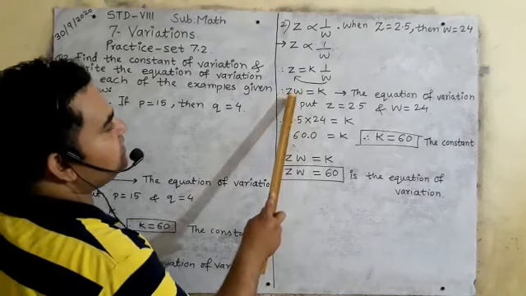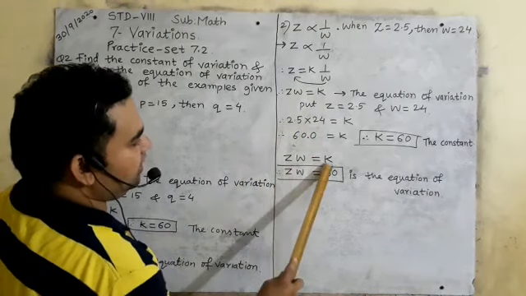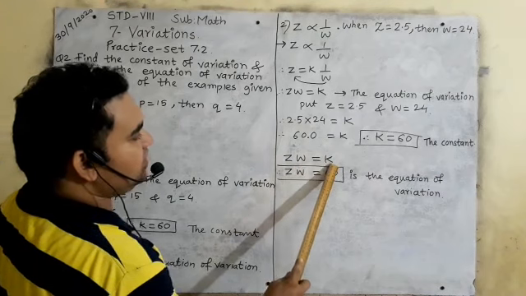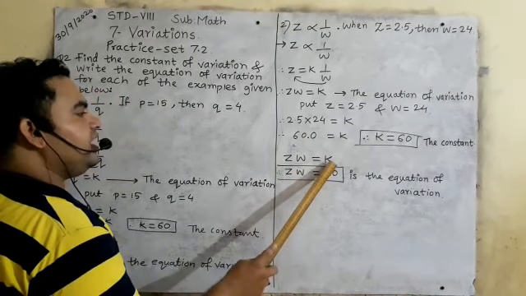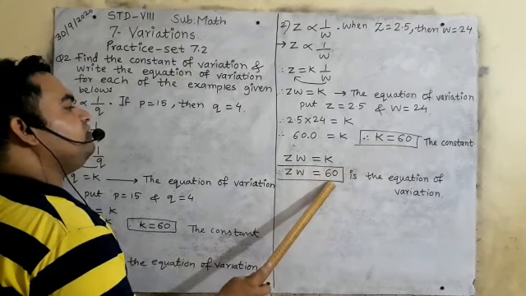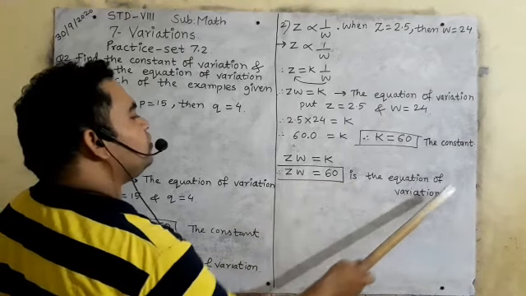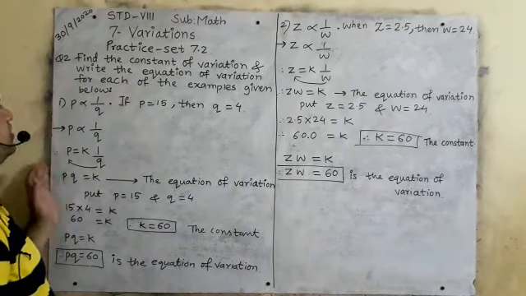Then we have to write this equation Z into W is equal to K again. ZW is equal to K is an equation. Then we have to write the value of K, which you have got over here. K value is 60. So Z into W is equal to 60 is the equation of variation. So this is first and second.